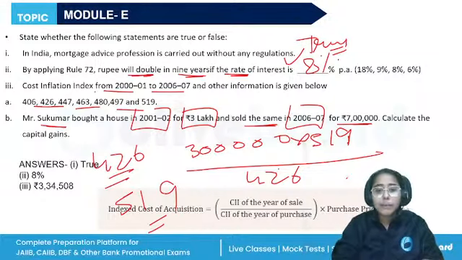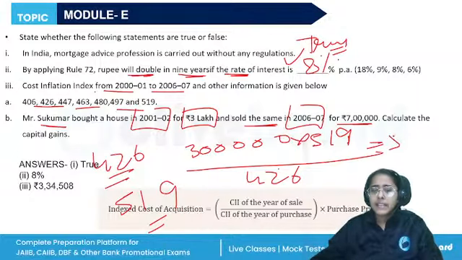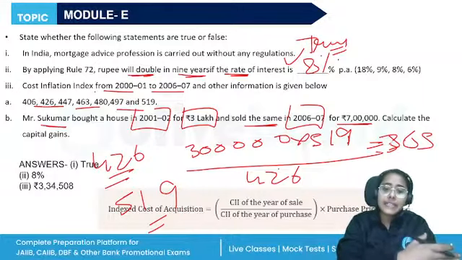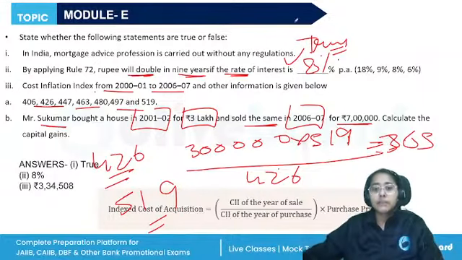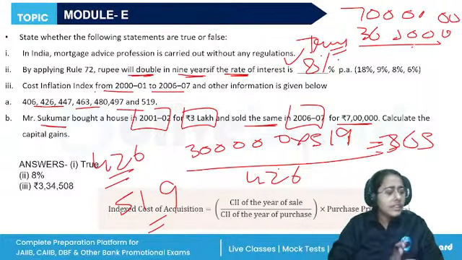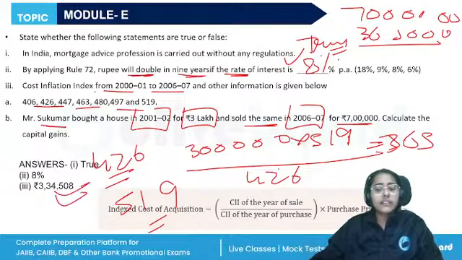Using your calculators, you can approximately calculate it. Around 3 lakhs 65,000 will be the answer here. And then capital gains is calculated by subtracting the indexed cost of acquisition from the sale price. So the sale price is 7 lakh. If we subtract from it 3 lakh 65,000, then we will arrive at around 3 lakh 34,000. All right, so the correct answer will be 3 lakh 34,000.